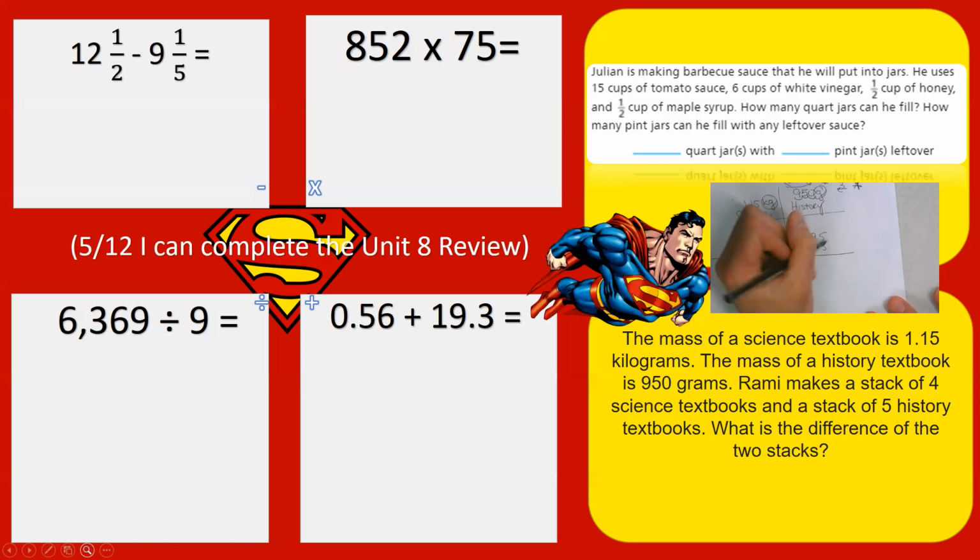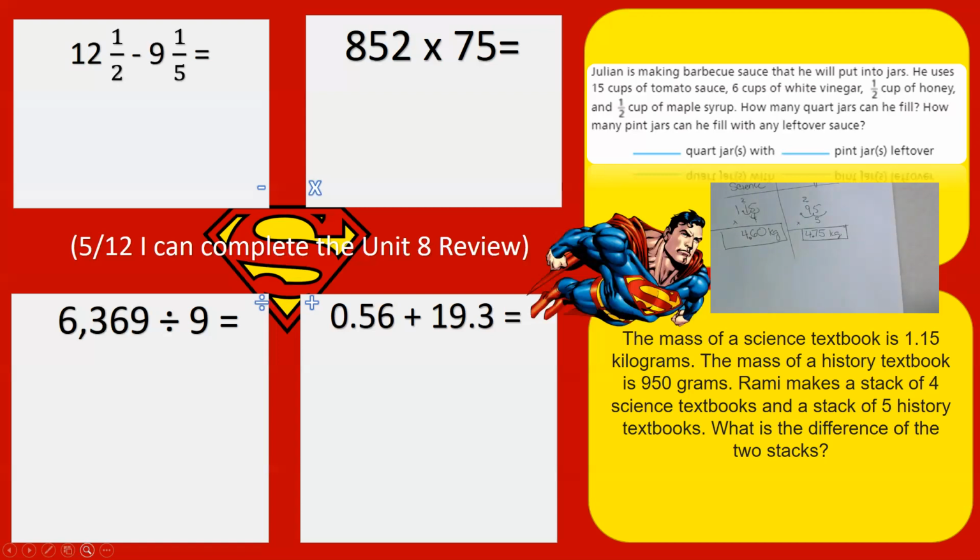And then over here, 5 times 5 is 25. 5 times 9 is 45, 46, 47. The decimal moves over twice, so move it back twice. So this is how heavy your history book stack is.